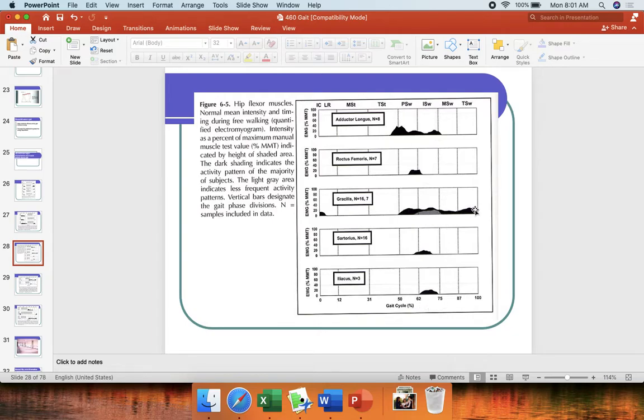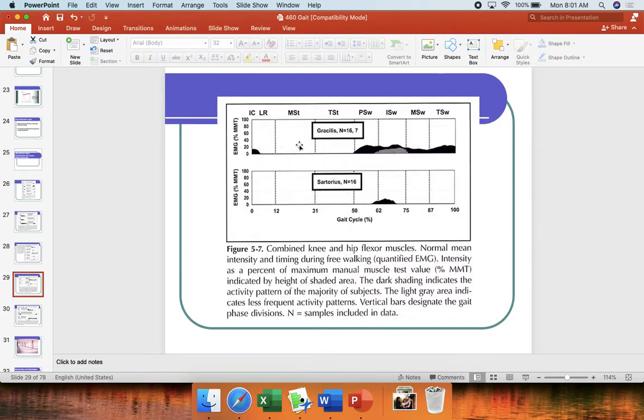Gracilis, which you'll remember is a muscle that is part of our adductor group, and it goes down and crosses the knee joint. It is the most active throughout all of these. It's going to behave as a hip flexor. It's also going to act as a stabilizer as we bring our foot down. So it's going to slow the momentum of our leg and help control our foot as it comes down, so we can have good placement and keep our momentum forward.